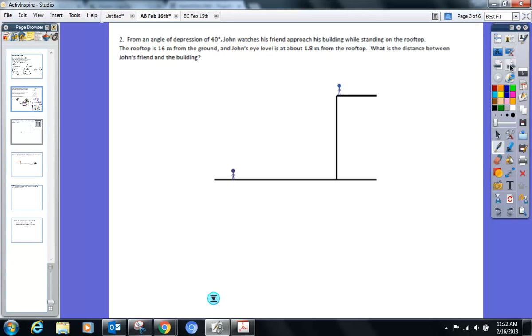All right. Here we go. First time, angle of depression. Now we're on the top of the building looking down to his friend at a 40-degree angle. But remember how that 40-degree angle is formed.